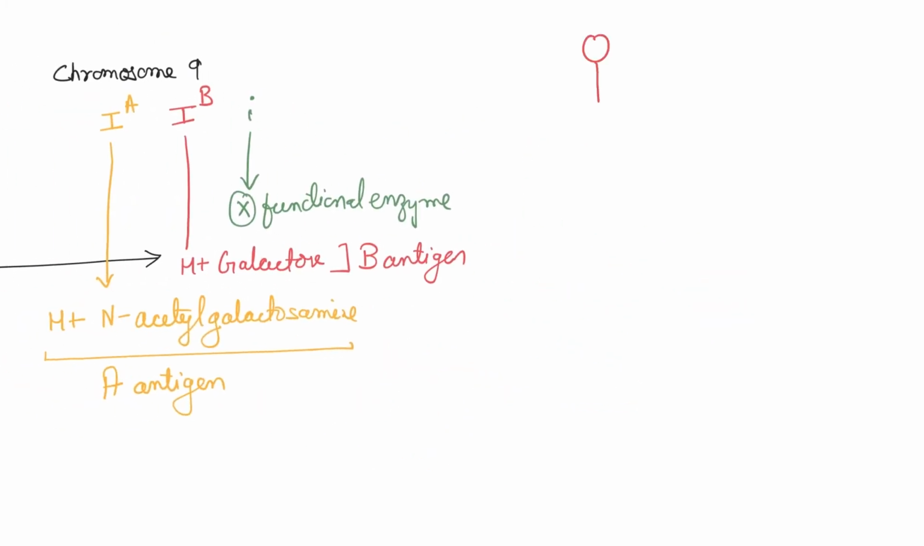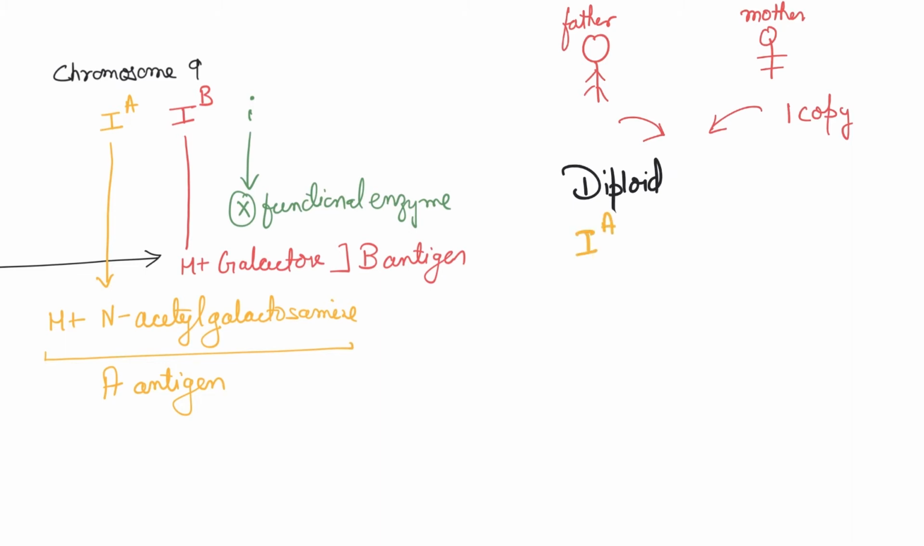H here represents fucose. Now, we are diploid organisms. We have a copy from a father, we have a copy from a mother. So we have two alleles, two forms. It might be that we have the same or different forms.